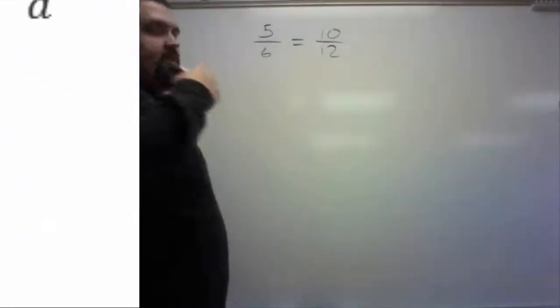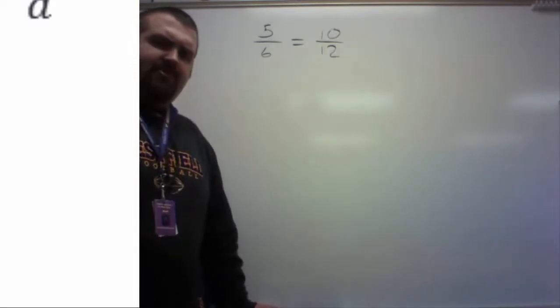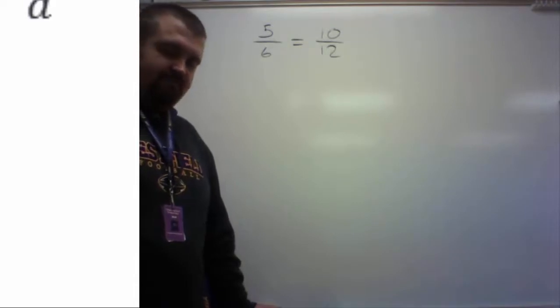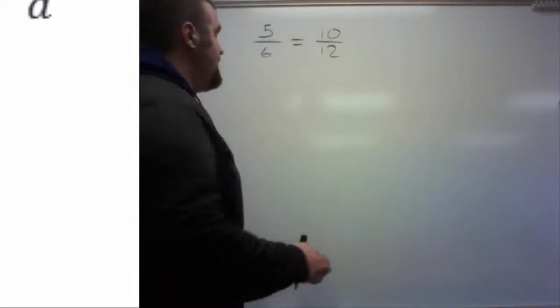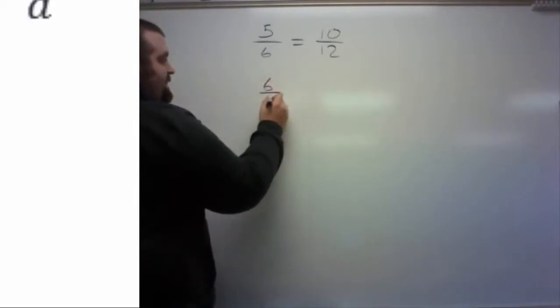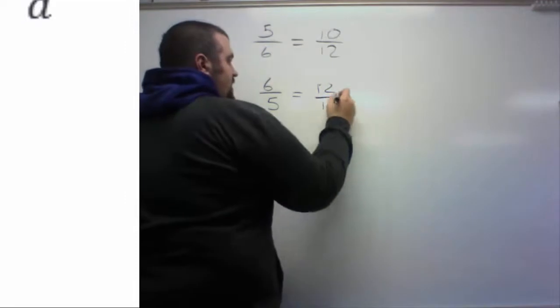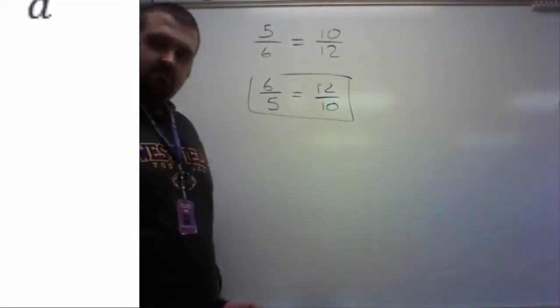What if I gave you this proportion, and I asked for 3 other true proportions that you know, because you know this is true? Well, the first one, let's use the reciprocal property. Another true proportion I can make is 6 to 5 equals 12 to 10. All I did was flip everything upside down. Alright?